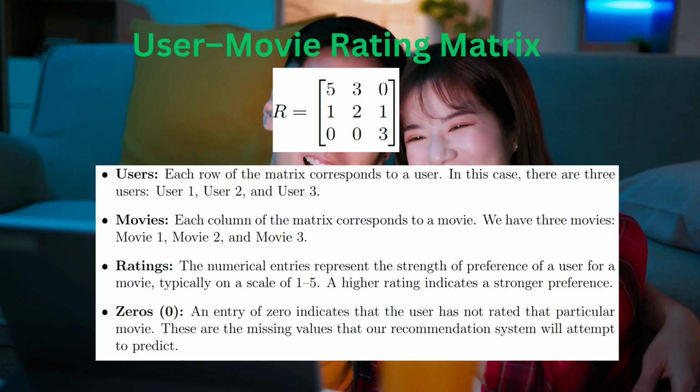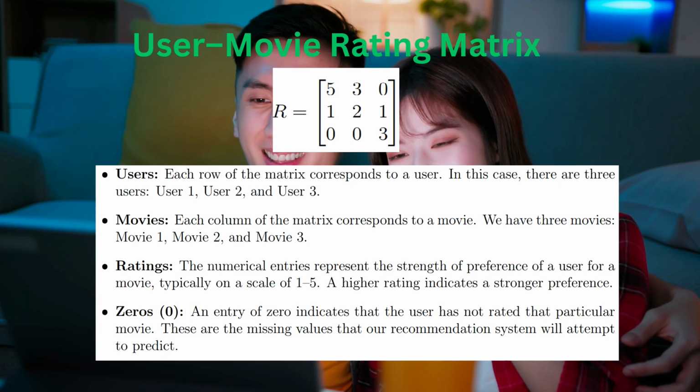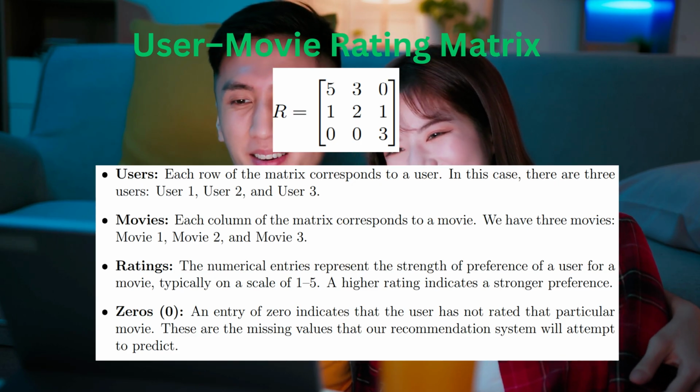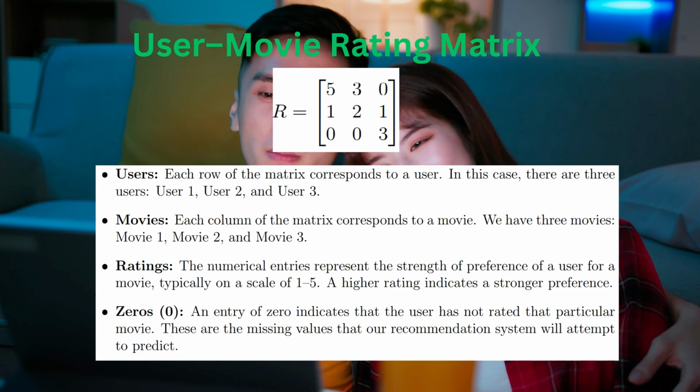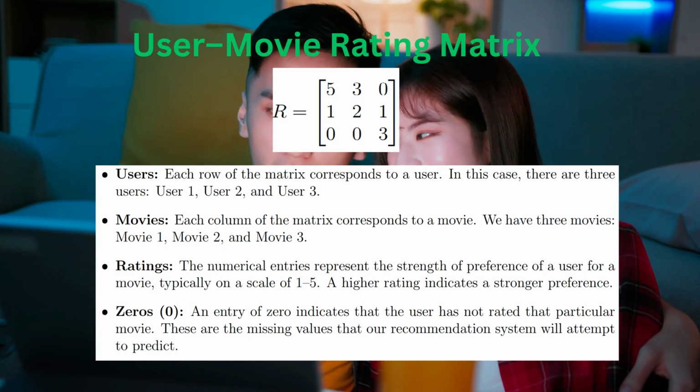Each row represents a user, and each column represents a movie. The numbers show how much a user likes a movie, on a scale from 1 to 5. A 0 means the user hasn't rated that movie yet. These missing values are what our recommendation system will predict.